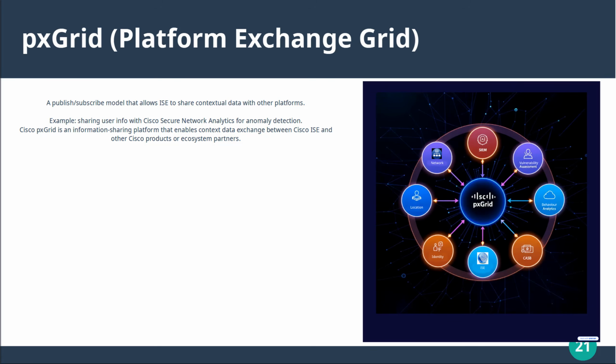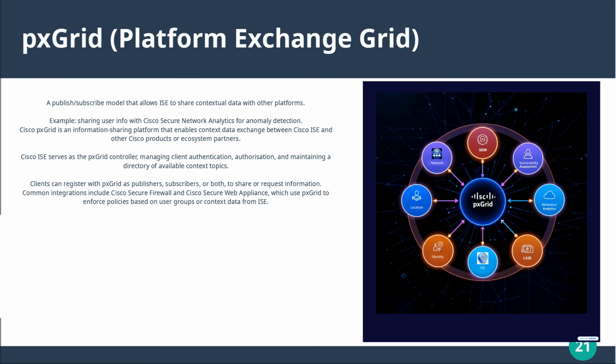Moving on to Cisco pxGrid. pxGrid is an information sharing platform that enables context data exchange between Cisco ISE and other Cisco products or ecosystem partners. It acts like a messaging bus for sharing policy and configuration data between nodes. Cisco ISE serves as the pxGrid controller, managing client authentication, authorization, and maintaining a directory of available context topics. pxGrid is disabled by default and requires a Plus license.